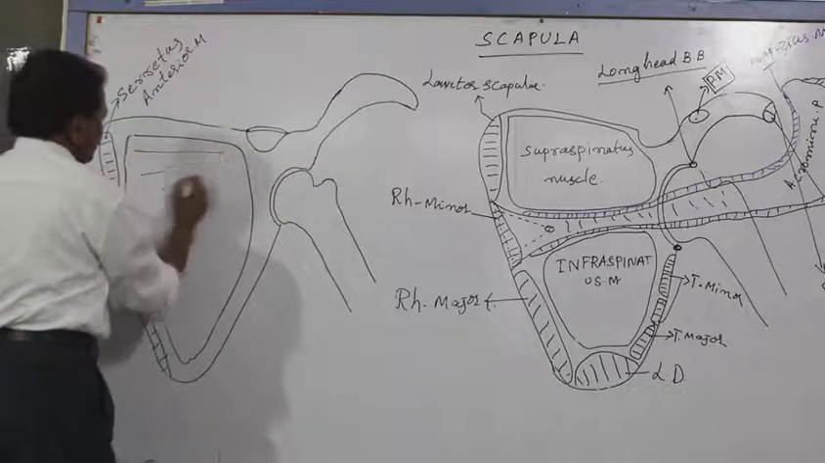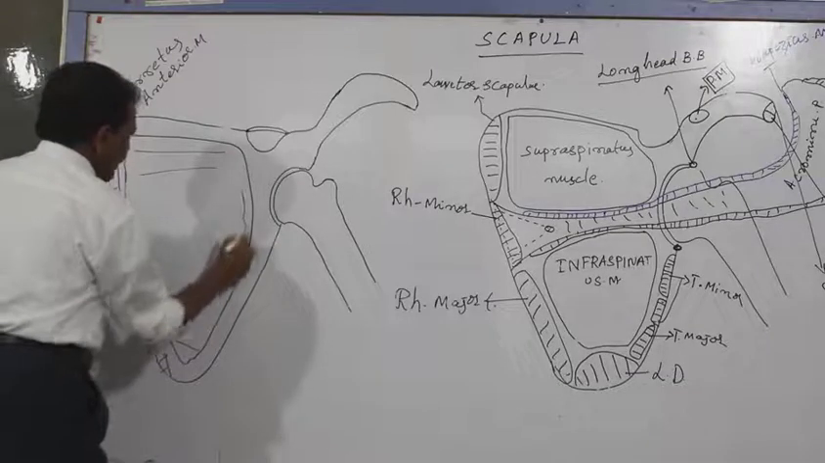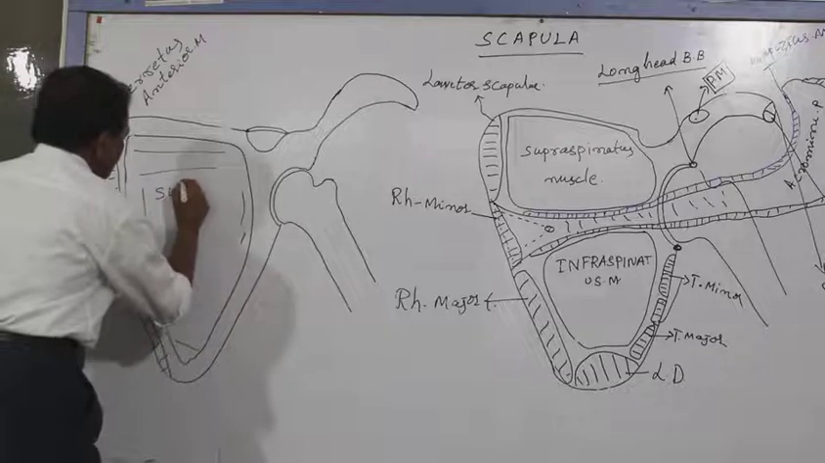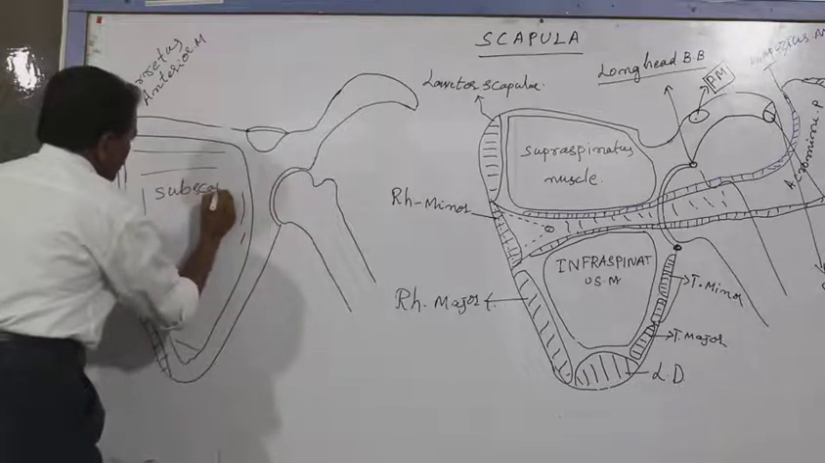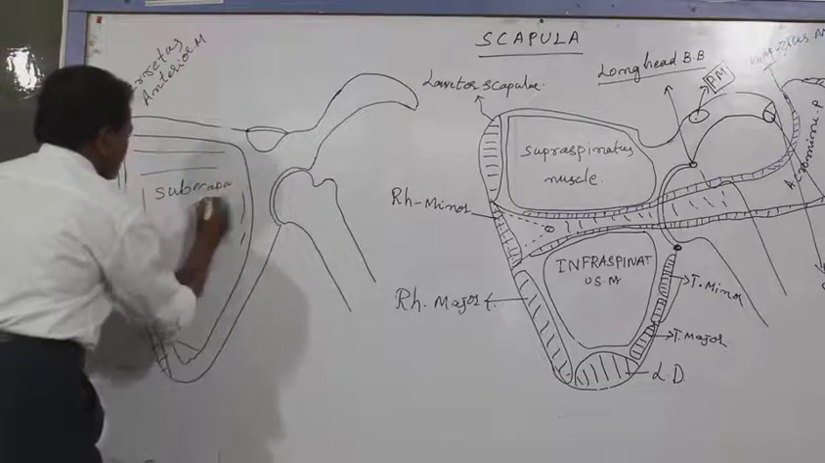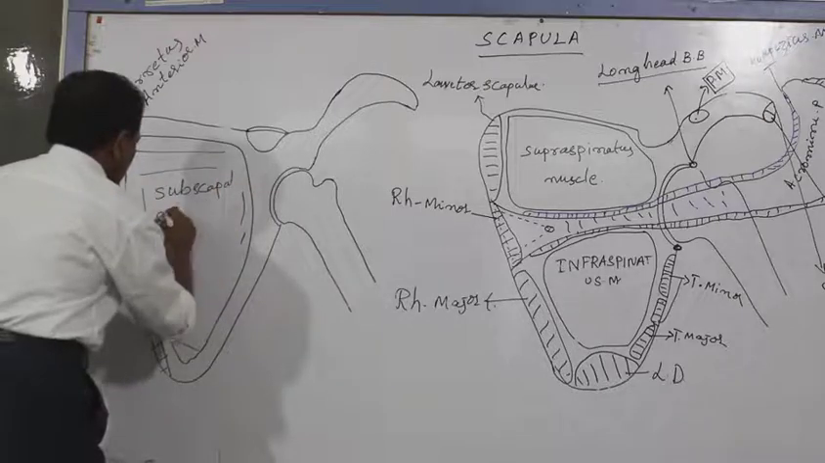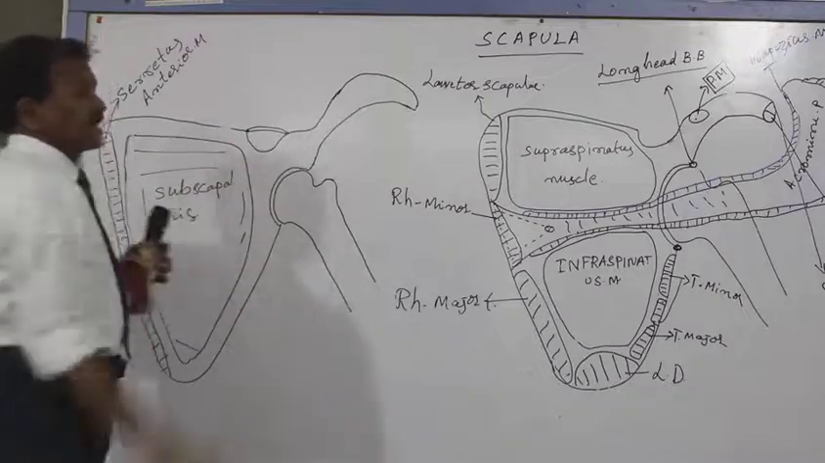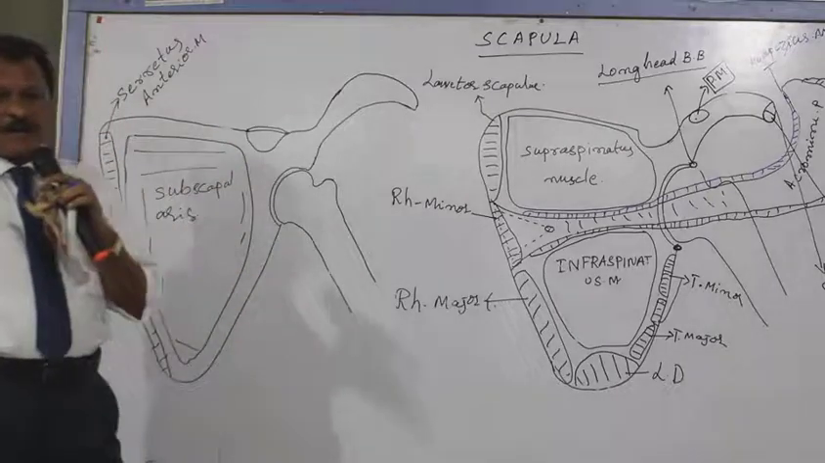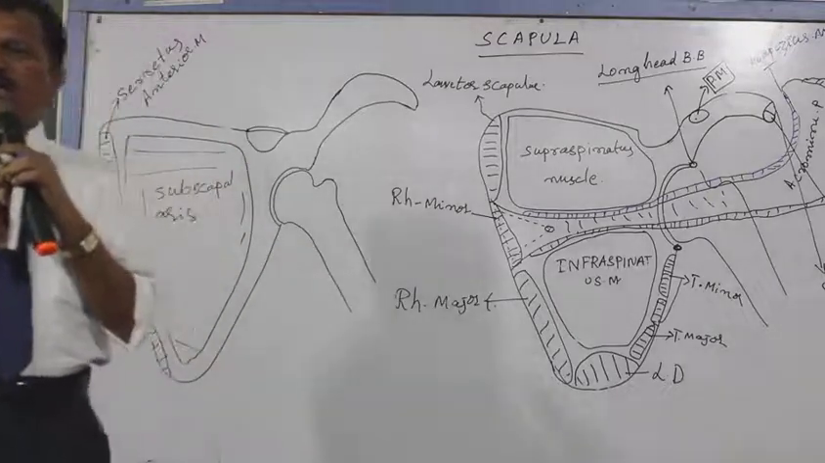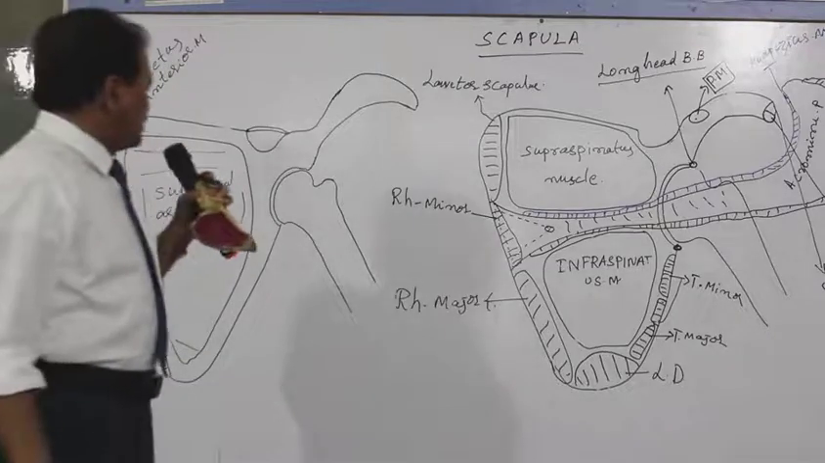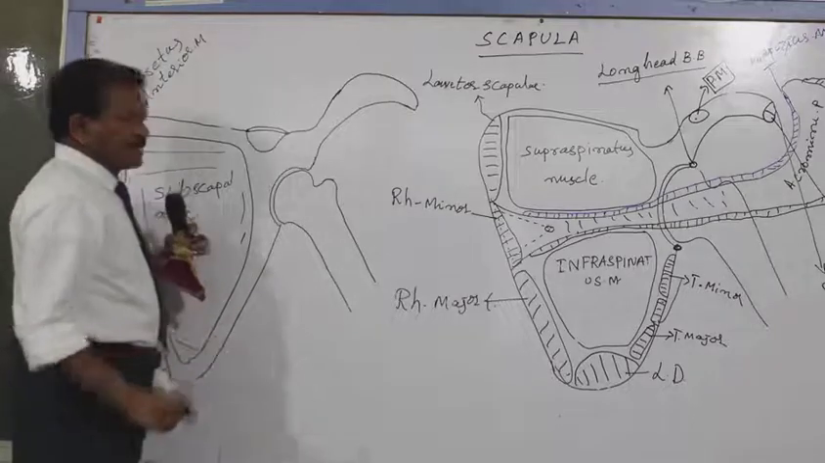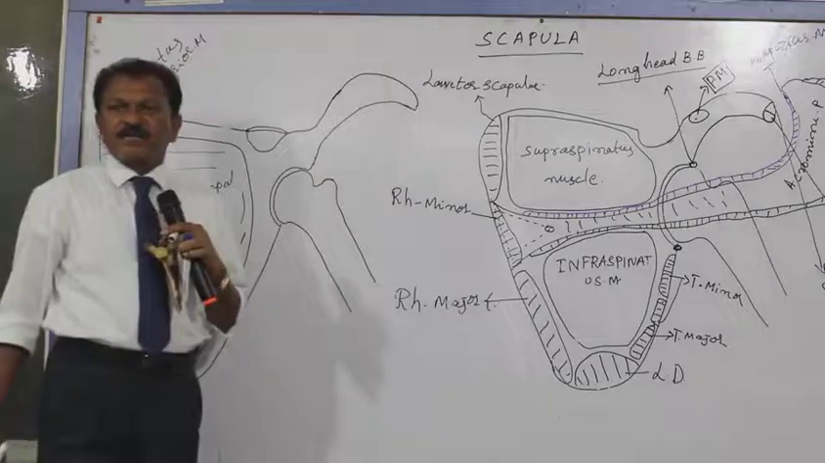And this is for the subscapularis muscle. Subscapularis muscle arises from the subscapular fossa, the ventral surface of the scapula. And another is the capsular ligament of the shoulder joint.